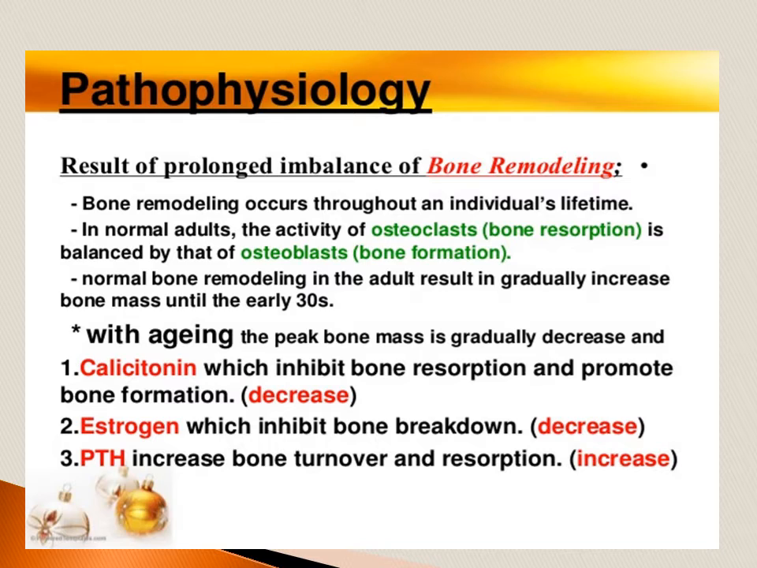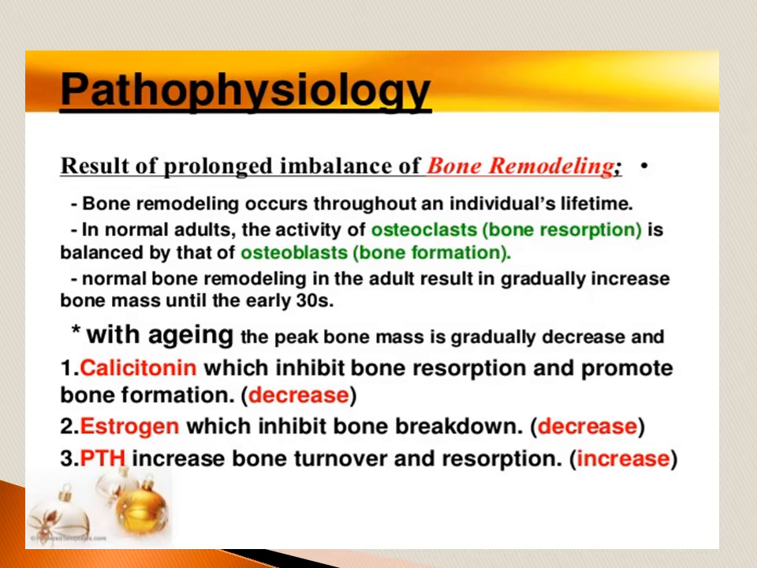In normal bone there will be a balance between osteoclast and osteoblast. The main function of osteoclast is bone resorption and osteoblast is bone formation. But when there is no balance between these two cells, osteoporosis will form. This is known as bone remodeling.